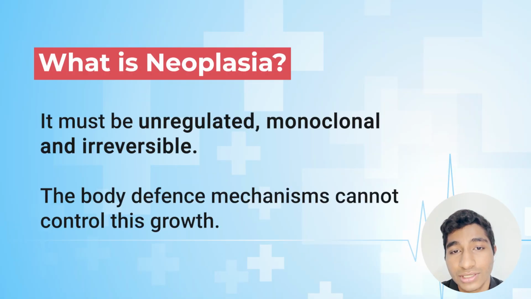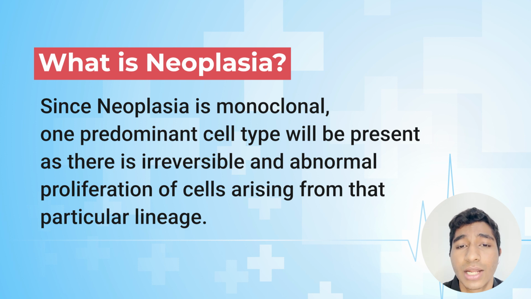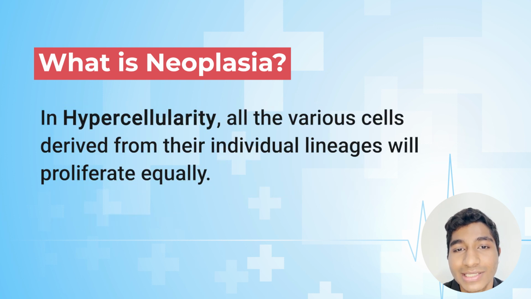Now tumors, first of all, are uncontrolled, right? The body's defense mechanisms cannot control this growth, or if they do, very ineffectively. They are abnormal and they are irreversible. The main differentiating point is that when a tumor progresses, there will be a predominance of one isoform on examination of this tumor, whereas in hypercellularity, all the various cells derived from their individual lineages will proliferate equally.